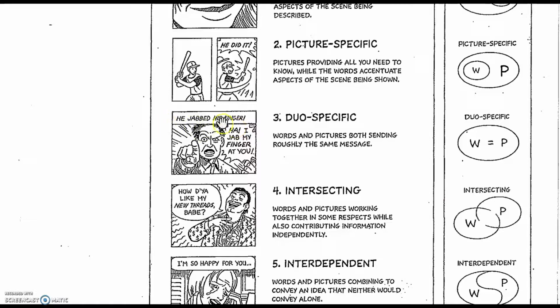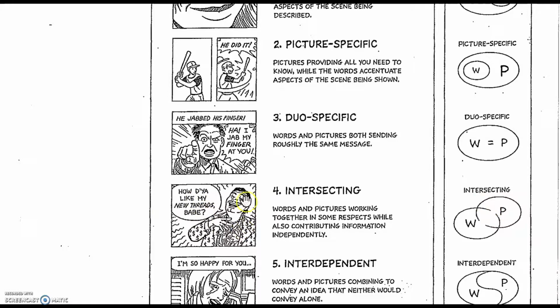The text says he jabbed his finger, so we've got a narrative box and we have a dialogue balloon. The narrative box says he jabbed his finger. The dialogue balloon, what the character says: "Ha, I jabbed my finger at you." We also have a person literally jabbing his finger at someone. So it's even, duo specific. The same information is coming from the words and the pictures. We have intersecting: words and pictures working together in some respects while also contributing information independently. But there's that intersecting, that Venn diagram, the part when you put both together.